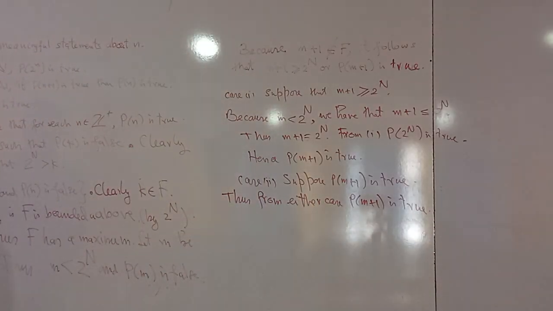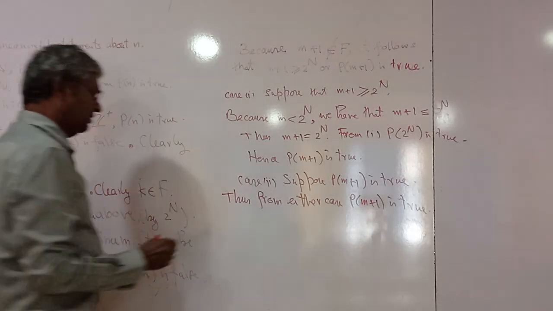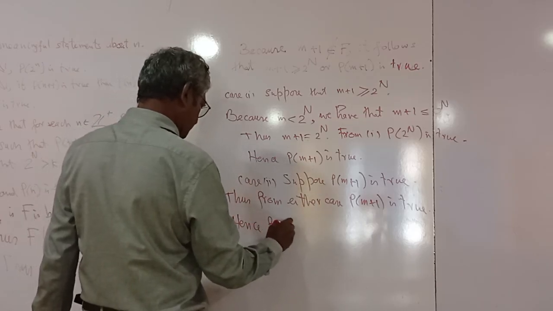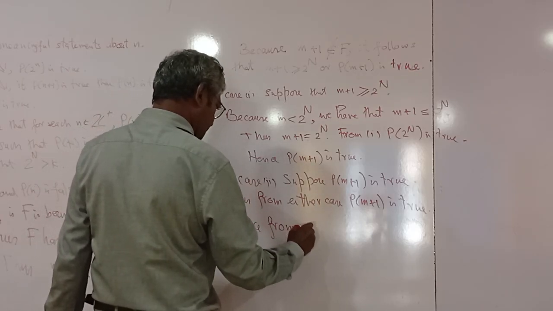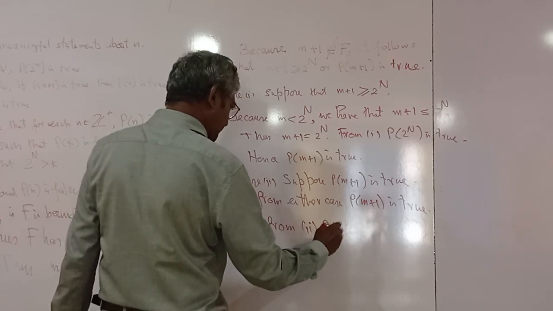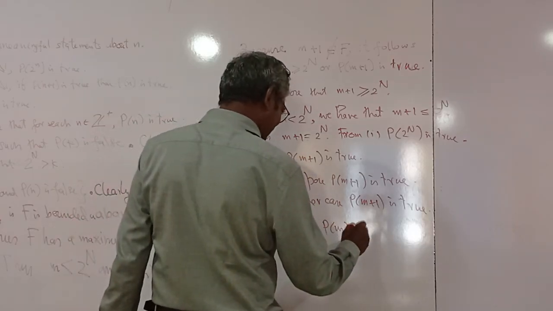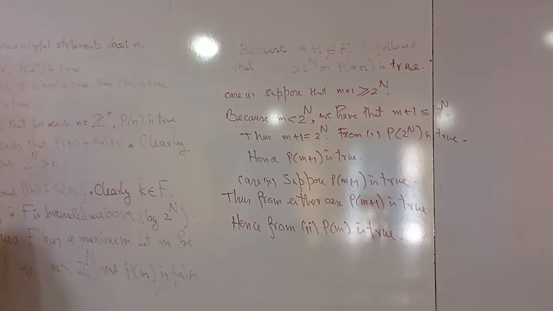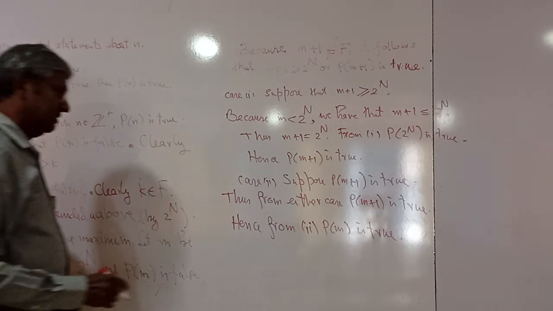However, from here, if P of m plus 1 is true, then P of m is true. Hence, from 2, P of m is true. However, this is a contradiction, because P of m is a member of the set, so P of m is false.